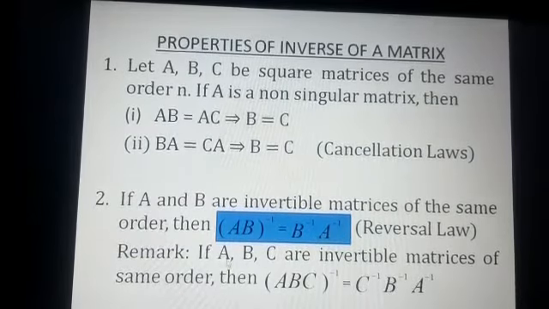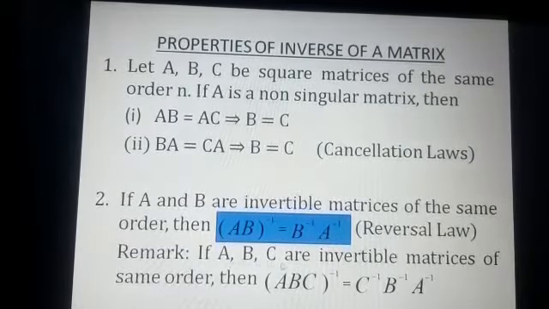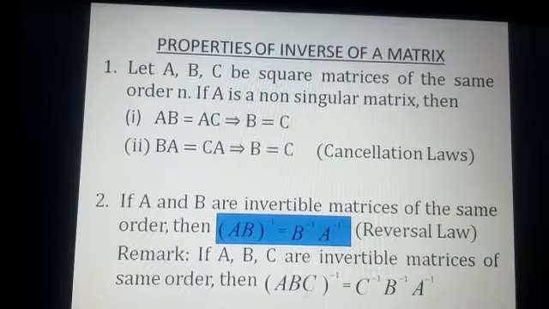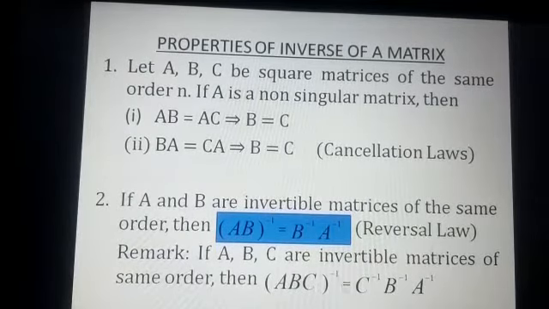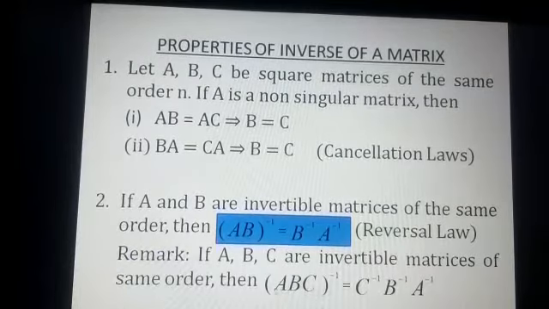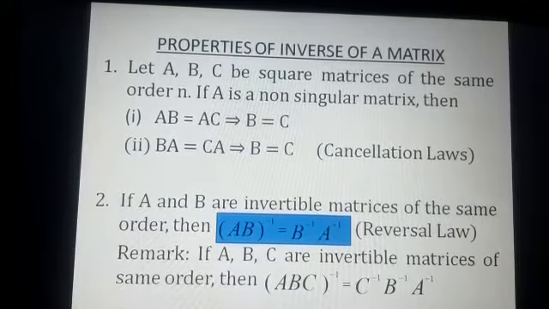It can be expanded to 3 matrices also. If A, B, C are 3 invertible matrices, where the determinants of all these 3 are not equal to 0, then (ABC) inverse is equal to C inverse B inverse A inverse. First we have to find the product ABC, then find the inverse. It is equivalent to the inverses in the reverse order, that is C inverse B inverse A inverse.